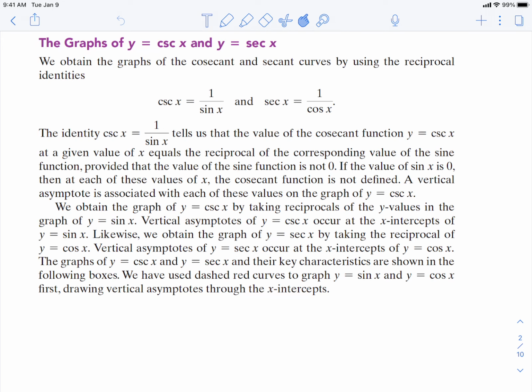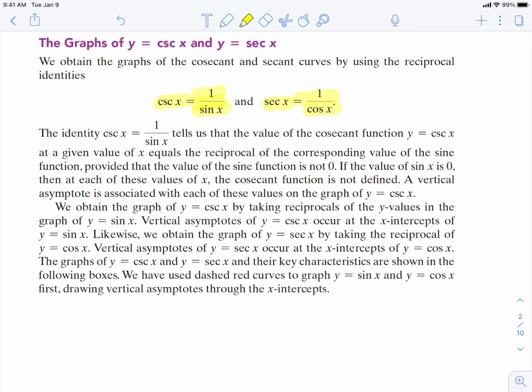All right, we're going to graph the functions for y equals the cosecant of x and secant of x. We can graph these functions by using the reciprocal identities. So the cosecant of x reciprocal identity is 1 over the sine of x. The secant of x, the reciprocal identity is 1 over the cosine of x.